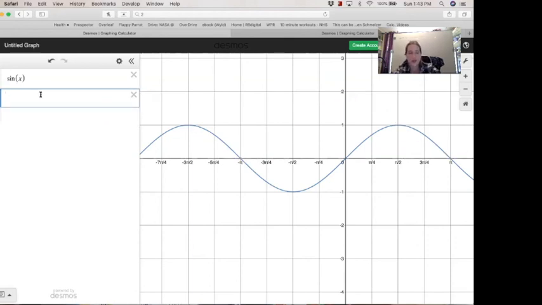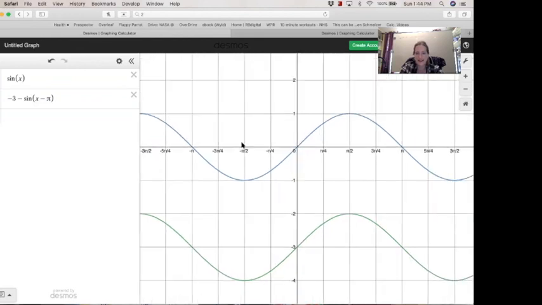Okay, let's try another one. Let's throw in a reflection as well. So let's shift this down 3, and then let's reflect this across the x-axis. And let's go to the right by pi. So down 3, x-axis reflection, to the right pi. So I expect to see this curve flipped upside down, shifted down 3, and to the right pi. So let's see. Upside down, it's hard to tell because of this phase shift thing, huh?